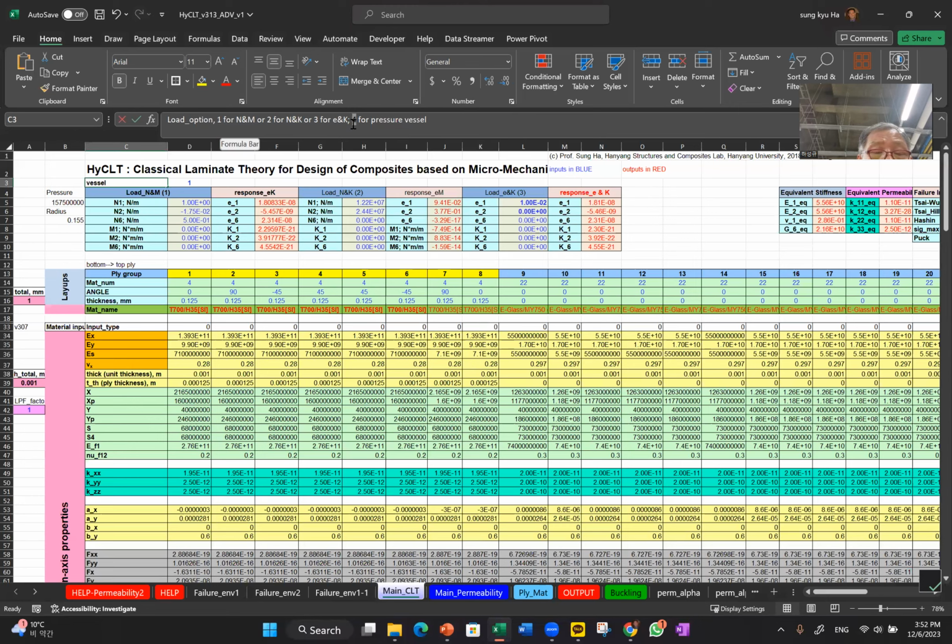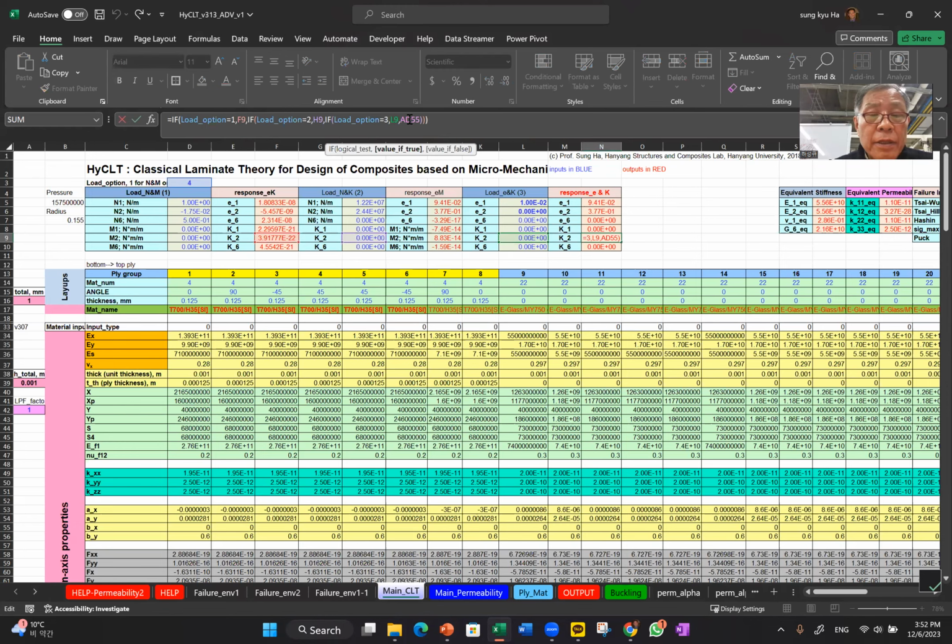And then 4 is for the pressure vessel. So to have that one, you just enter the 4 here. Then you can see that here will be... This is the one, load option 1, 2, 3, and this is a 4.